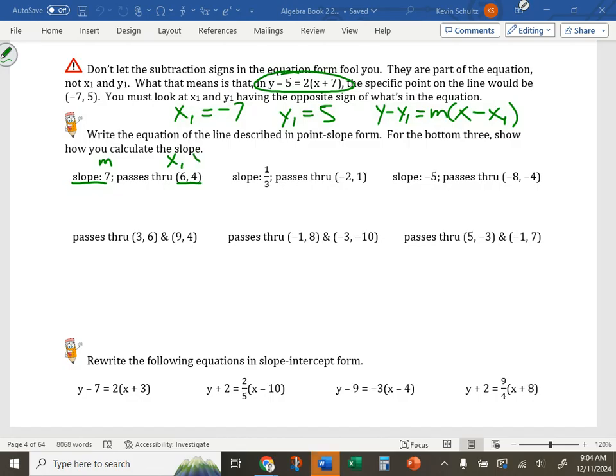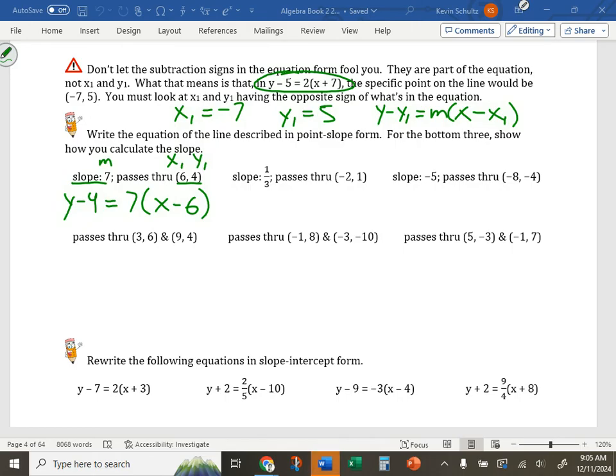Again, the y value of a specific point. So putting this into point slope form, if my form is y minus y1, y minus 4, right? Negative 3 equals our slope 7 times x minus x1, or x minus 6.